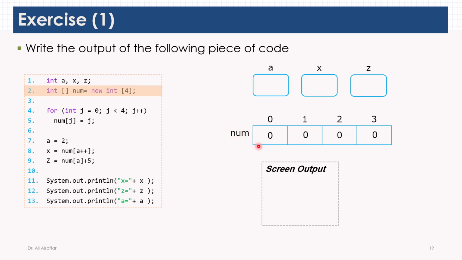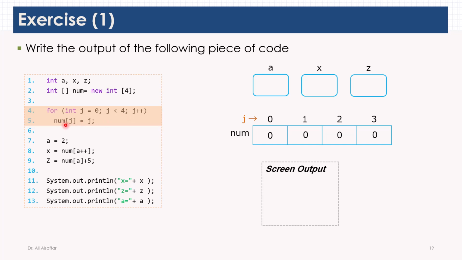And this is the picture of the array. The name is num, and these are the elements, and what you see on top is the index. So we have index 0, 1, 2, and 3. In line 4, we have a for loop, and the variable of the loop is used as an index to the array num. So therefore, j will traverse over the array. In the beginning, it will be 0, then it will be 1, up to 3.